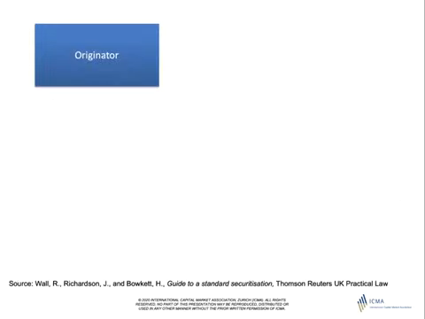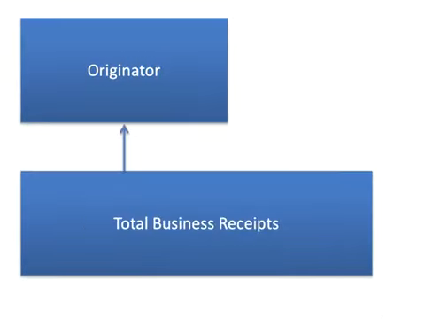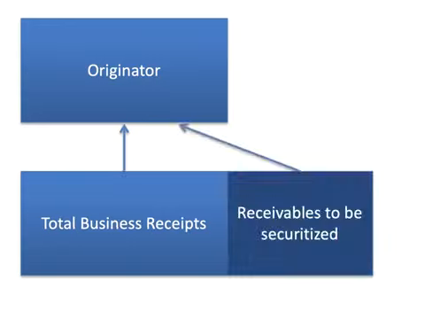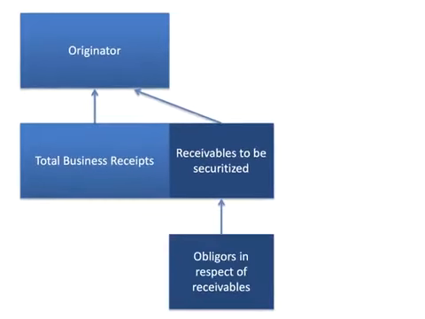So let's take a closer look at how a securitization might be structured. We begin with the originator. This might be, for example, a bank that has created mortgage loans that it wishes to securitize. The originator earns receipts from its operating business, and some of those receipts come from the set of assets, for example, the mortgage loans, that are to be securitized. Those assets that are to be securitized, of course, generate income, for example, the interest payments and principal repayments on the mortgage loans.